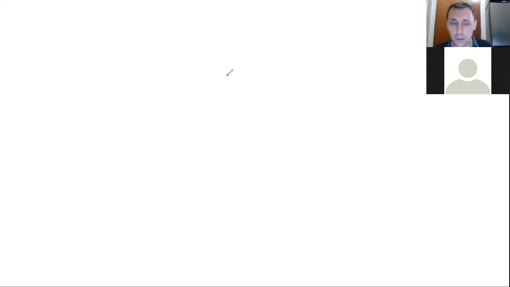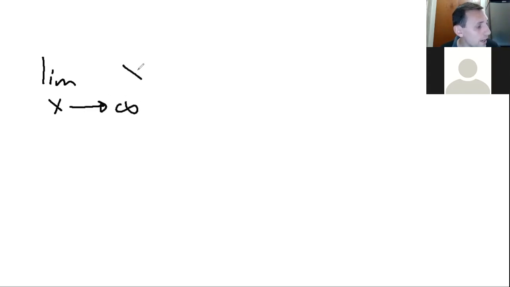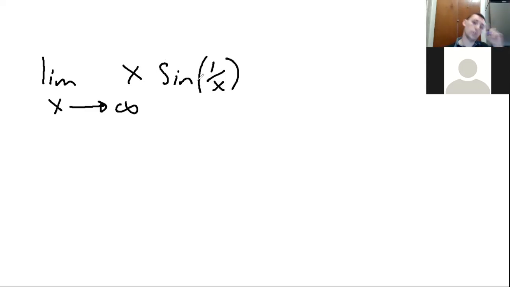what you are doing here is recognizing the form. So take the limit as x goes to infinity of x times sine of 1 over x. Do you recognize what this limit is? Tell me in your comments, please. What is this limit?